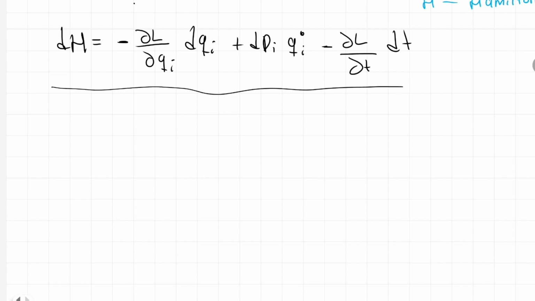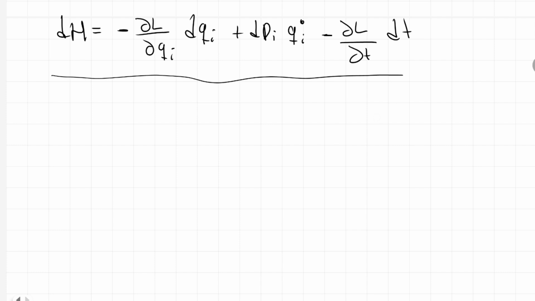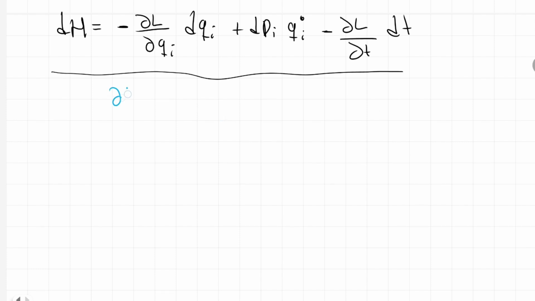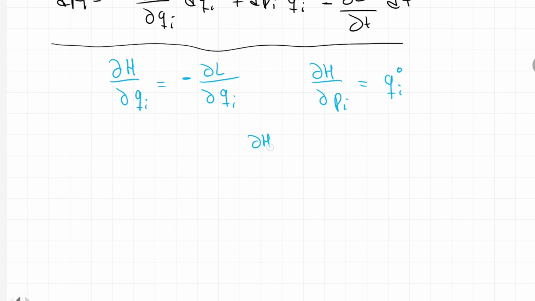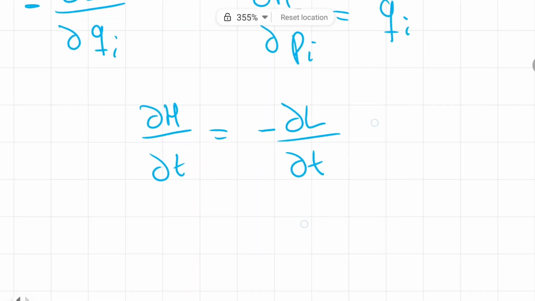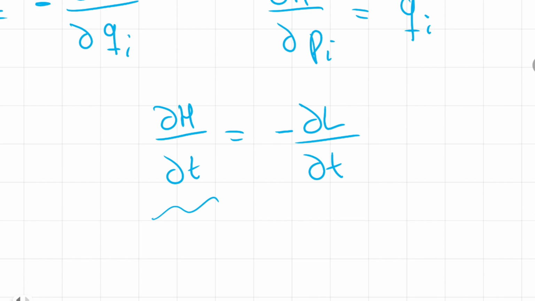Okay, so what you can notice here is that from this expression, we can take the partial derivatives of the Hamiltonian with respect to each coordinate or each variable, qi, pi, and t. So if we do that, it's easy to notice that, for example, the partial of H with respect to qi is going to be equal to negative the partial of the Lagrangian with respect to qi. The partial of H with respect to pi is going to be equal to qi dot, and the partial of H with respect to time is equal to negative the partial of the Lagrangian with respect to time. Here, it is very interesting that the change in time of the Hamiltonian is equal to negative the change in time of the Lagrangian. A very curious fact, and it will be also very important.